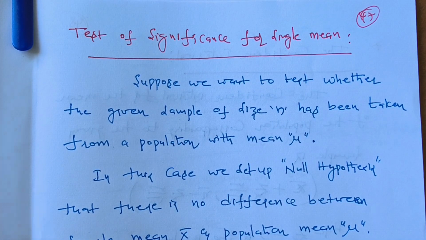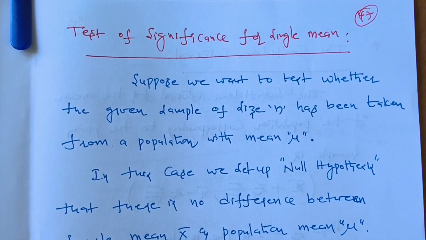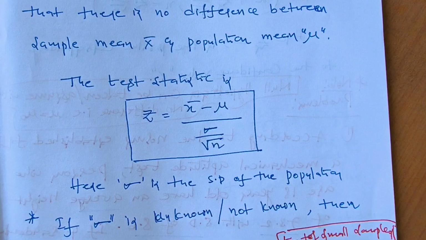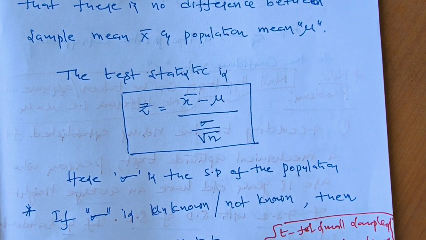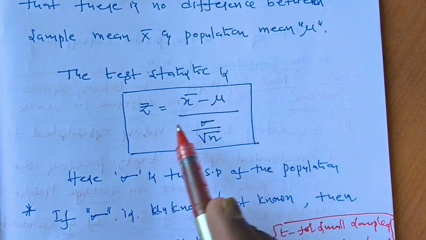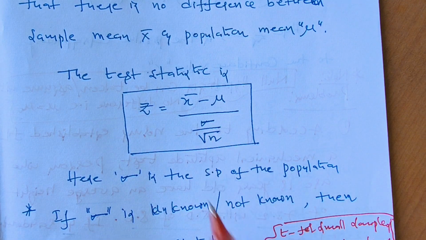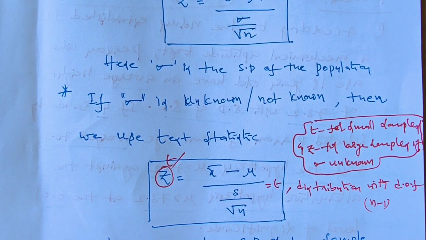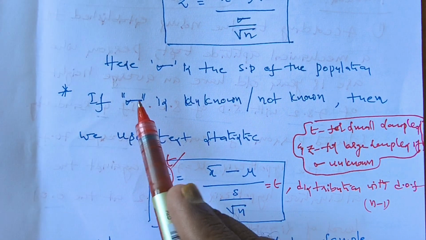The test of significance for single mean. We have seen this topic in last class. Here, test statistic is z is equal to x bar minus mu by sigma by root n, if sigma is the standard deviation of the population.